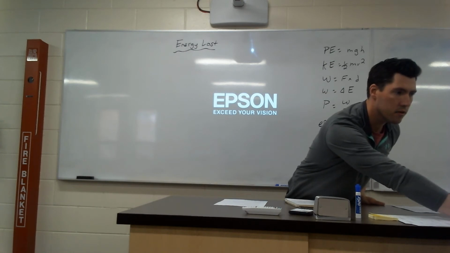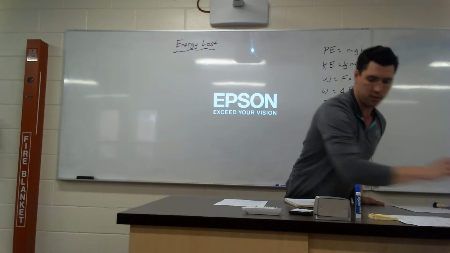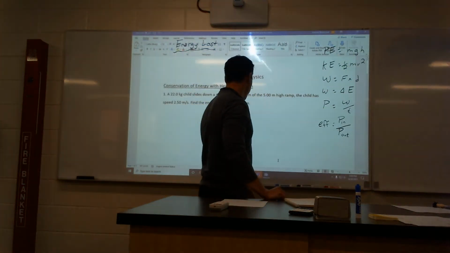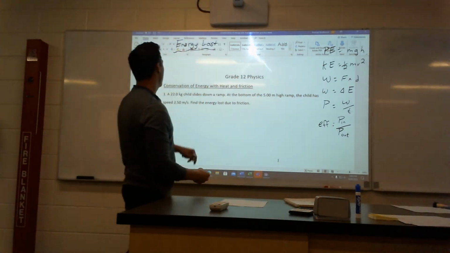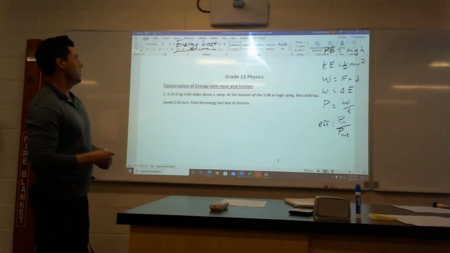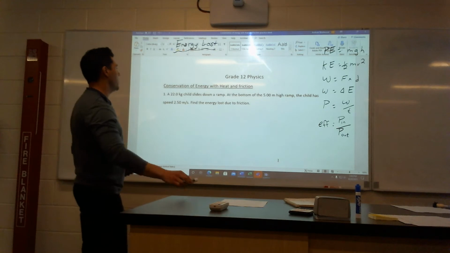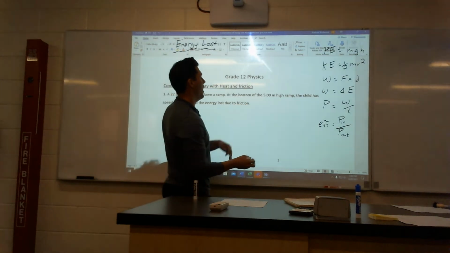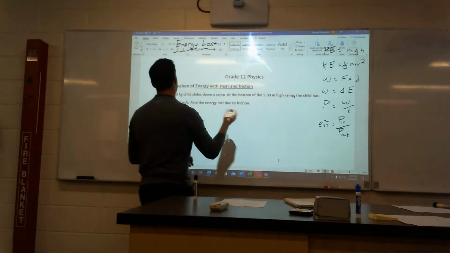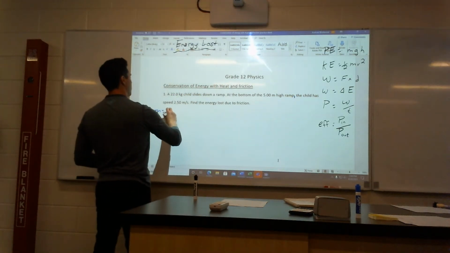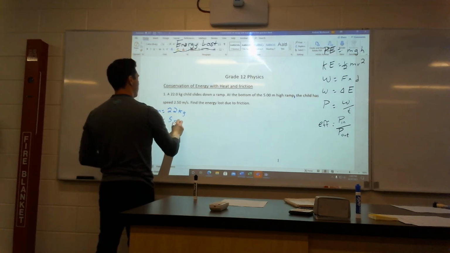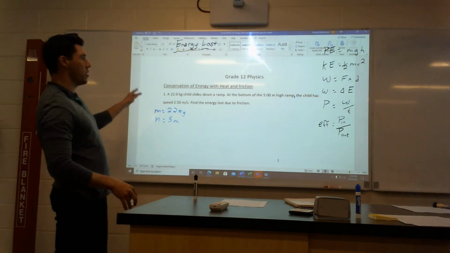I have this up. There it is. Let's put it up behind me. So we have conservation of energy with heat and friction. It says a 22-kilogram child slides down a ramp. It says at the bottom of a 5-meter high ramp. So I have mass equals 22 kilograms, and a height of this slide of 5 meters. So I know I can get potential energy right away.